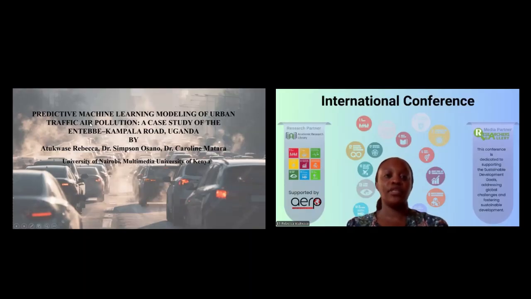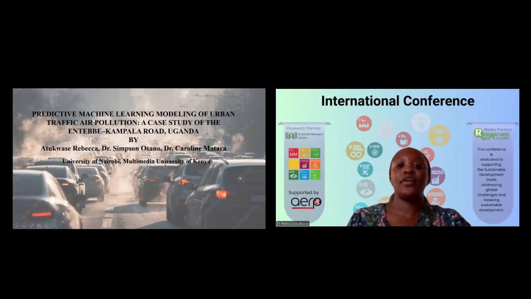Rebecca, presenting predictive machine learning modeling of urban traffic air pollution, a case study of Entebbe Kampala Road in Uganda. This is my master's thesis. I've been assisted by my two supervisors, Dr. Osano and Dr. Matara from the University of Nairobi and Multimedia University of Kenya.